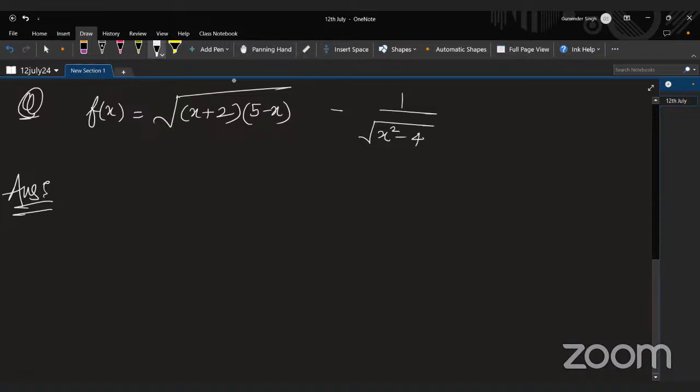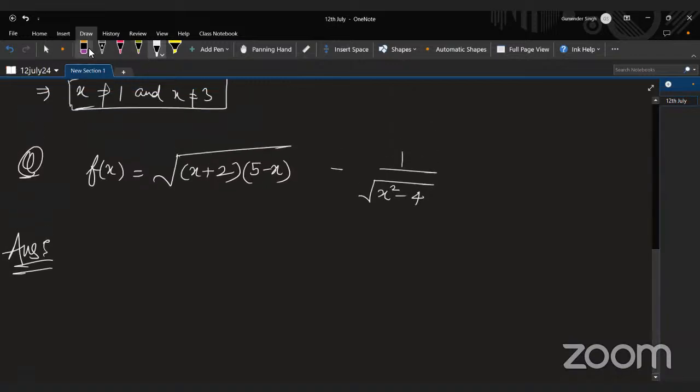So now you understand what domain is, right? Domain basically means the set of valid inputs that can be given to the function. Set of valid inputs among real numbers only. Okay. So tell me how we could do.